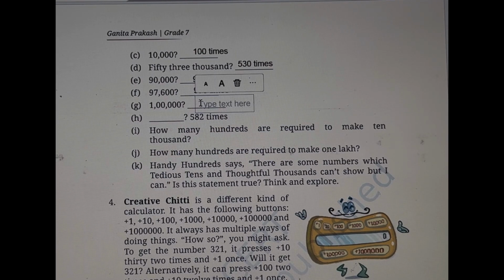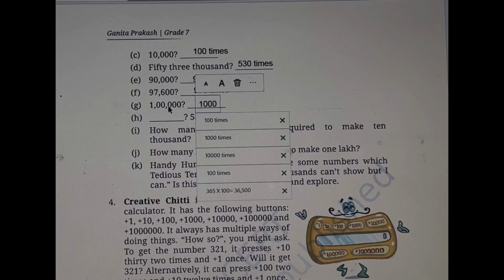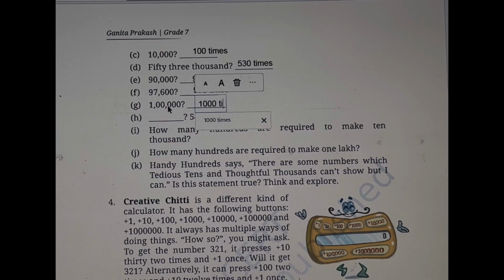The next question is G, 1 lakh. So let's again strike off 2 zeros. You are left with 1,000. It is easy, so I'm going a little faster.